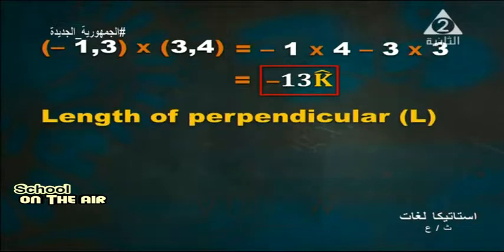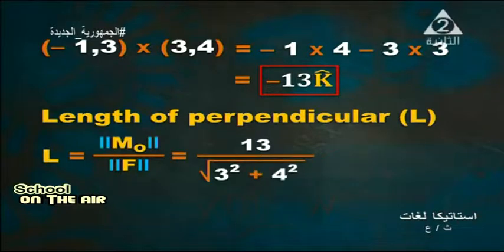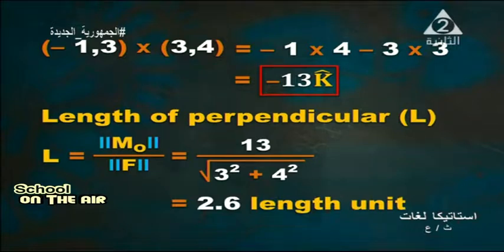Now we translate to find the length of the perpendicular. My dear student, what is the rule for the length of the perpendicular? Excellent student. L equals the norm of the moment over the norm of F. What is the norm of the moment? 13, the absolute value of the moment, negative 13 must be positive 13, over the square root of 3 squared plus 4 squared. This is the norm of the force F. Look at, 13 over 5 equals 2.6 length units.